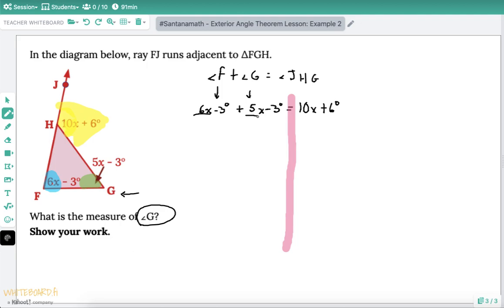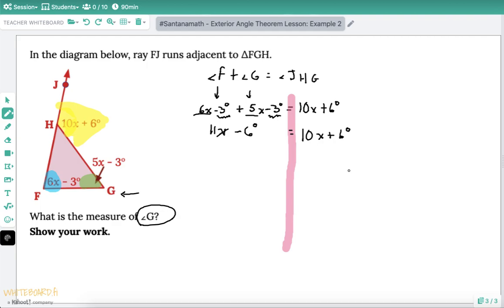6x and 5x are like terms. So 6 plus 5 is going to be 11x. Then minus 3, let's do a wavy line for that. Minus 3 are like terms because they are constants. So minus 3 minus 3 becomes minus 6. And that is equal to 10x plus 6. Know that nothing happened on the right, so that's why it stays the same. Okay, now I can actually start bringing things together.